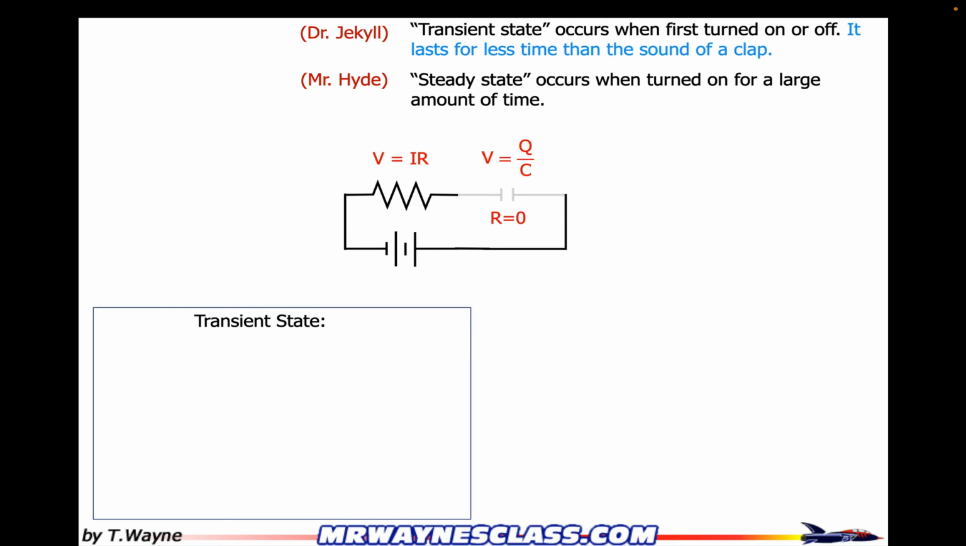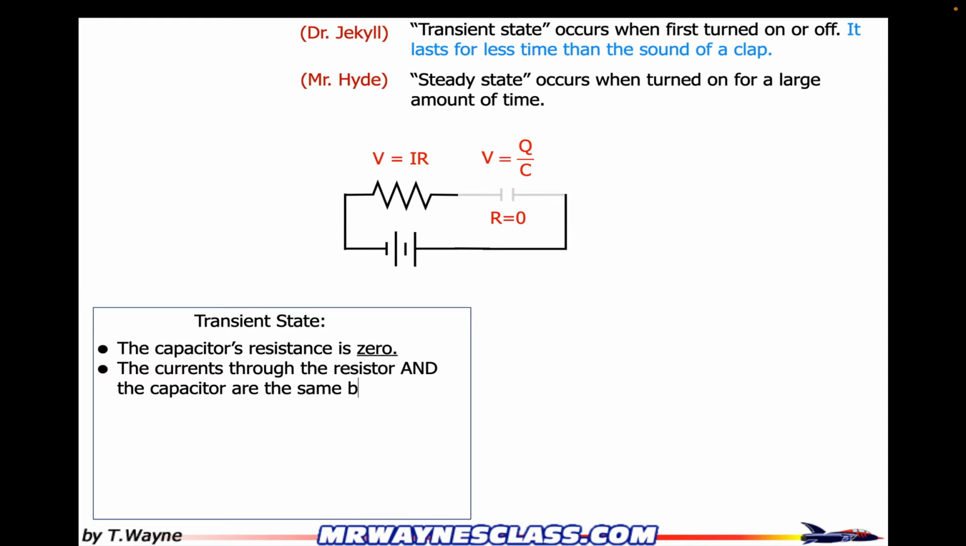So in the transient state, there are a couple of things. First off, the capacitor's resistance, which is really called impedance, but I'll say resistance, is zero. And it's zero because nothing's happening, nothing's going across. There's no resistance to the charges piling up on the plates yet. The currents through the resistor and the capacitor are the very same because the two components are in series. So the current is equal to the voltage, which is the voltage of the battery, divided by R. The voltage of the resistor equals the voltage of the battery at this point. Now, in the transition period, it'll be decreasing, but we don't need to worry about that.